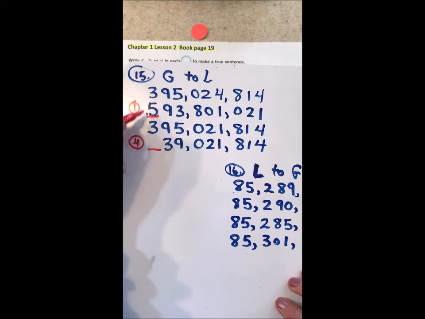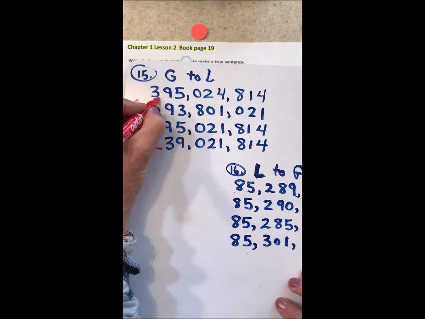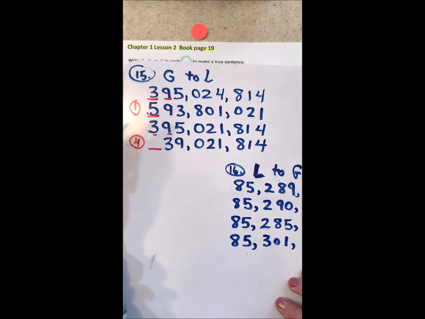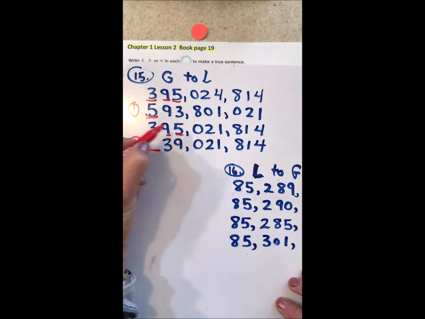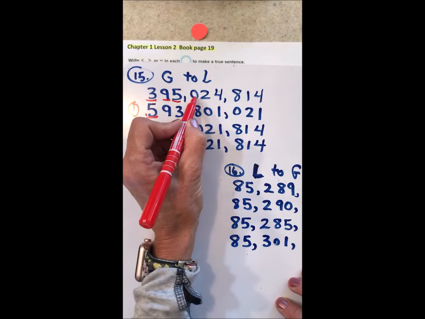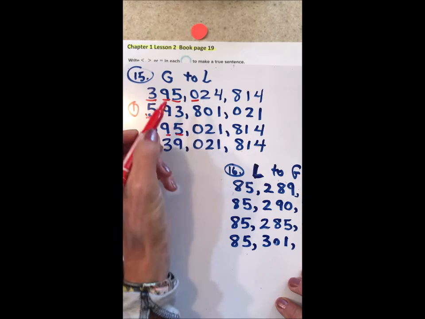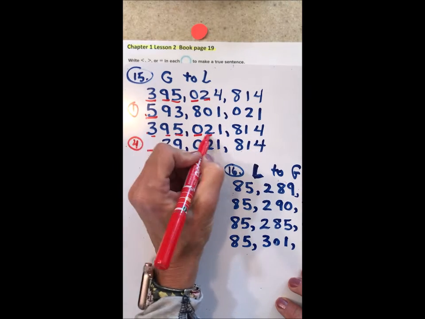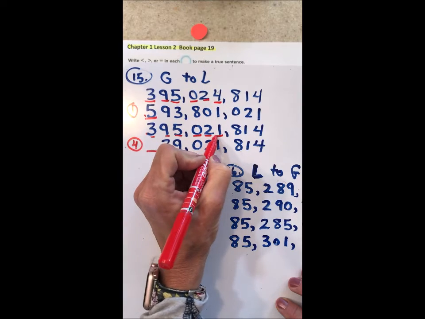I have a 3 in the 100 millions, 3. That's the same. I have a 9 and a 9 in the 10 millions. Nope. I have a 5 and a 5 in the 1 millions or millions. Nope, they match. So I move on to my 100,000s. I have a 0 and a 0. Wow, they're still matching. A 2 and a 2, a 4 and a 1.